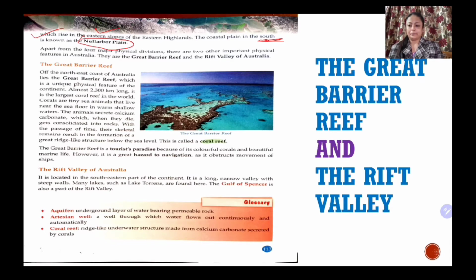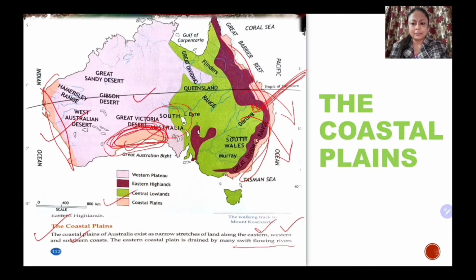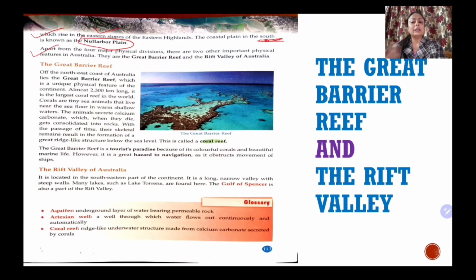Apart from the four physical divisions we have learned, that is, the Western Plateau, the Central Lowlands, the Eastern Highlands, and now the coastal plains, students, here we have learnt about all the physical features of Australia. Now we'll learn about two other important features, and they are the Great Barrier Reef and the Rift Valley of Australia.